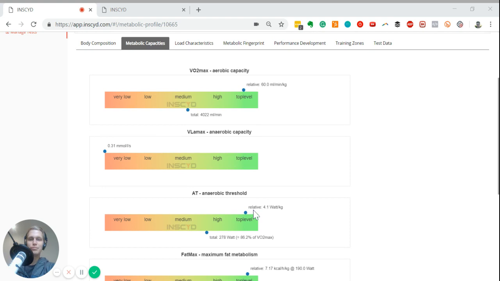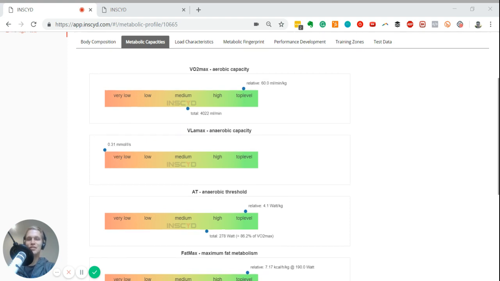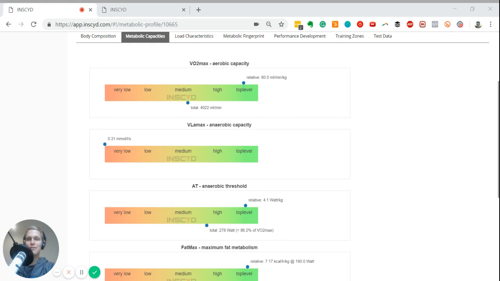Now, when it comes to determining how you should train to improve your anaerobic threshold, we need to look at VO2 max and VLA max. And we see here that VLA max is very low, 0.31. We know that it's unlikely that this is going to go even further down, and it's not going to change much at this level because it's already very low. It's already at the level of elite Ironman athletes.